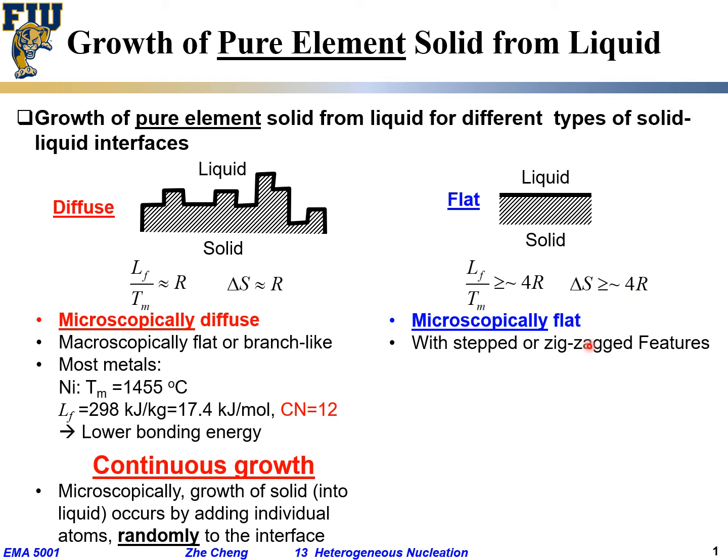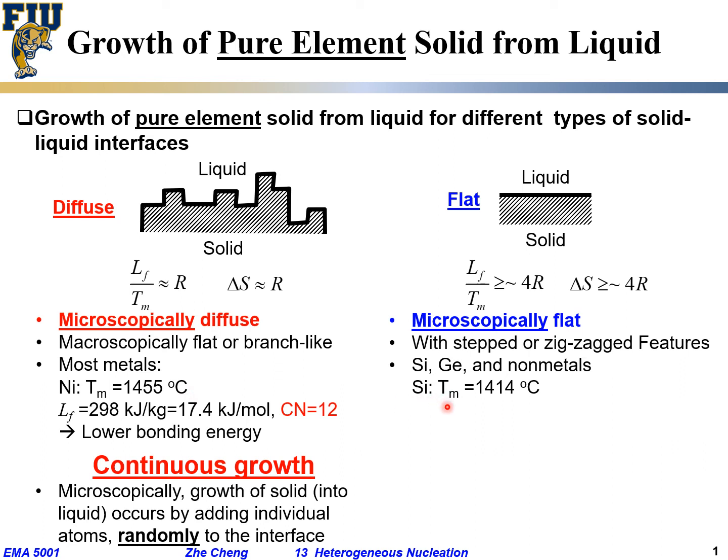And for these, we said it's microscopically flat, atomically flat. For those, if we observe their growth, they quite often become a stepped or zigzagged feature for their solid when you observe, but each zigzag is atomically flat. And it happens for material such as silicon, germanium, or many of the non-metal materials. Again, look at one example. What's the melting temperature of silicon? Silicon, okay? Melting temperature very close to nickel.